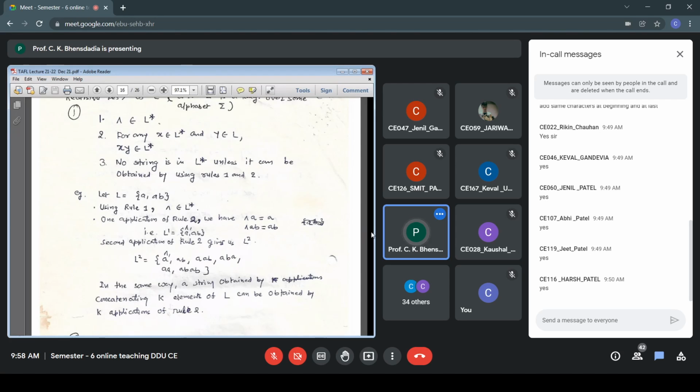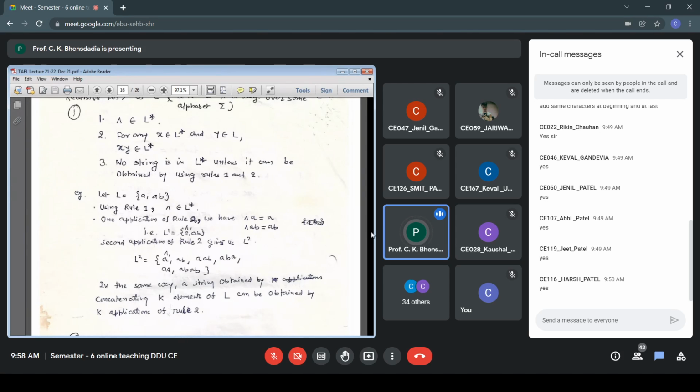For example, L to the power 2 contains AB, AB. In the set L square, one of the strings is AB, AB, and it is obtained by concatenating 2 elements of L: AB, the first element, and again AB. So a string obtained by concatenating 2 elements of L can be obtained by 2 applications of rule 2, just for our observation.